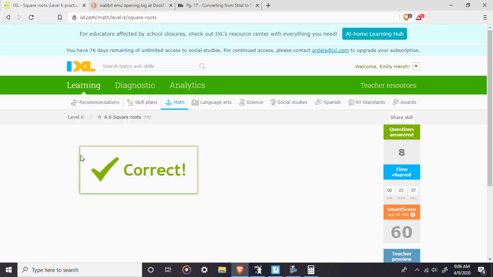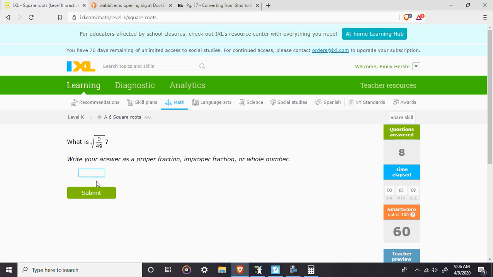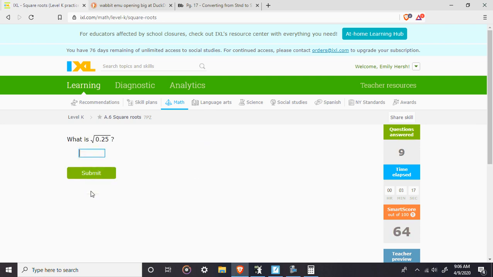Good. 9 over 49, square root of 9 is 3. Square root of 49 is 7. Okay, so it's going to be 3 divided by 7. That's fine.